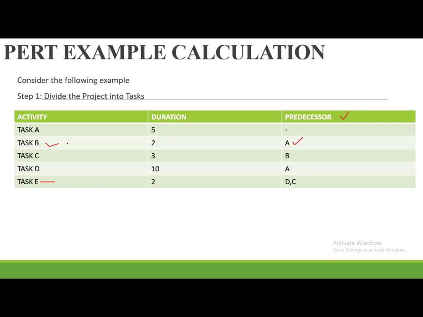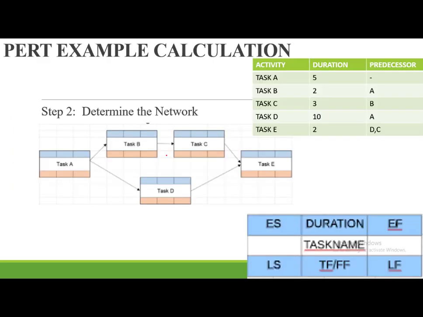So step 1 is normally dividing the project into tasks, assigning the duration as well as giving the predecessor. The next thing, step 2, is normally to determine the network diagram. So under the network diagram, you remember we talked of this particular symbol that we normally use to represent a Pert diagram. So you are going to sketch it, and the only thing that you are going to be placing at the middle here is the activity names or the task names.